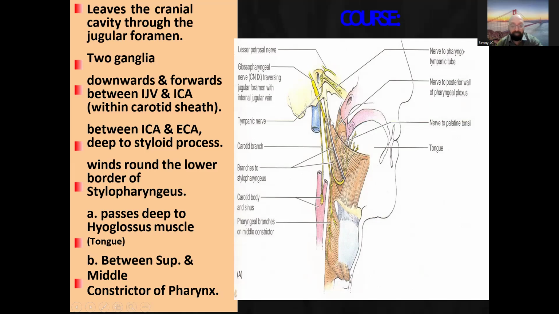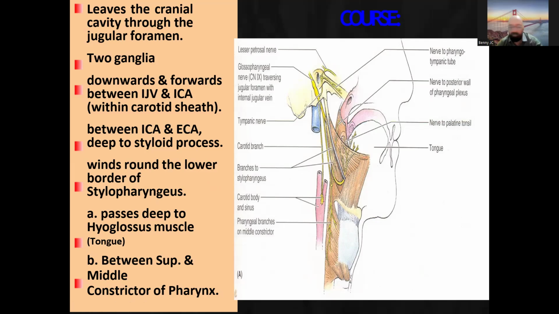The muscle and the nerve travel together, and we will see it when we study the constrictors that it is passing between. As it enters the pharynx, we will see it winding around the lower border of the stylopharyngeus muscle, and then one part of the nerve passes to the tongue, passing deep to the hyoglossus and then into the substance of the tongue.